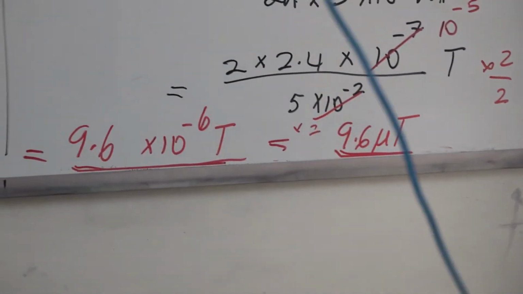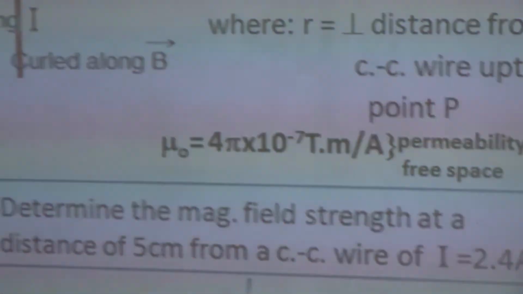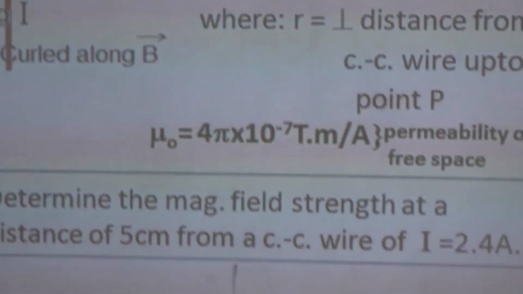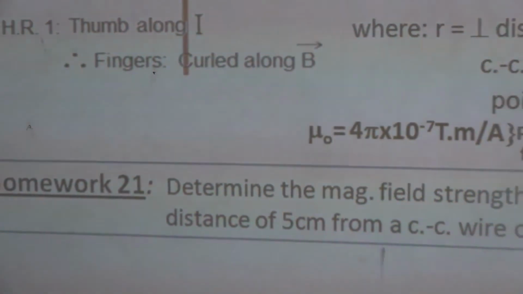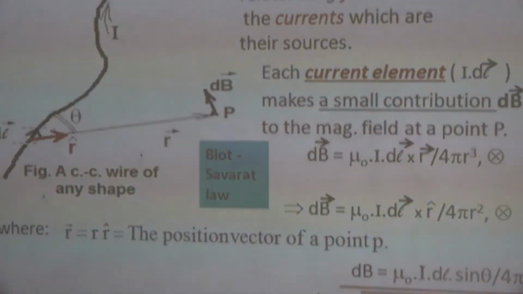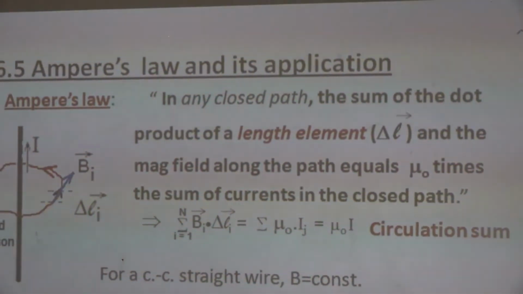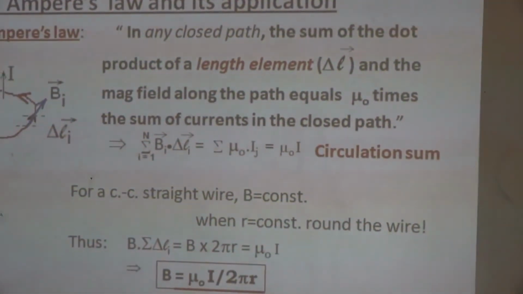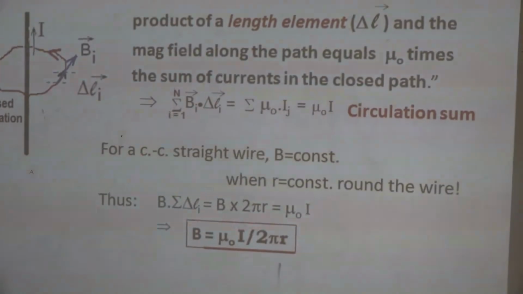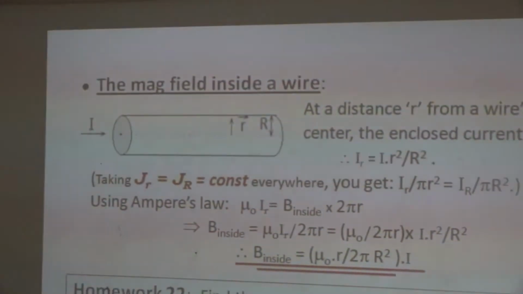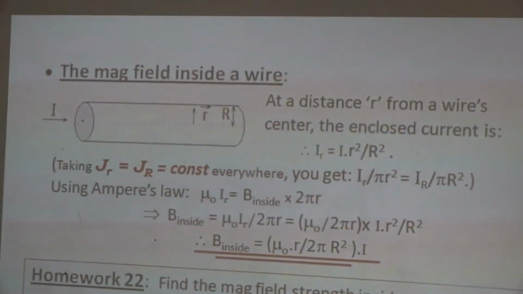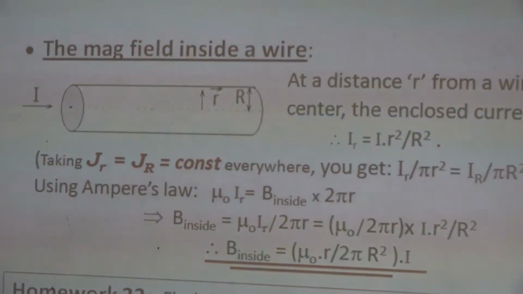That's it. Now let's go over to another topic here, in which we apply Ampere's law. By the way, since you're going around the wire, it's called Ampere's circulation sum. You find the name here. The summation is called circulation sum. So the next topic that we have to pick is an application of Ampere's law, and we want to know how much is the magnetic field inside.